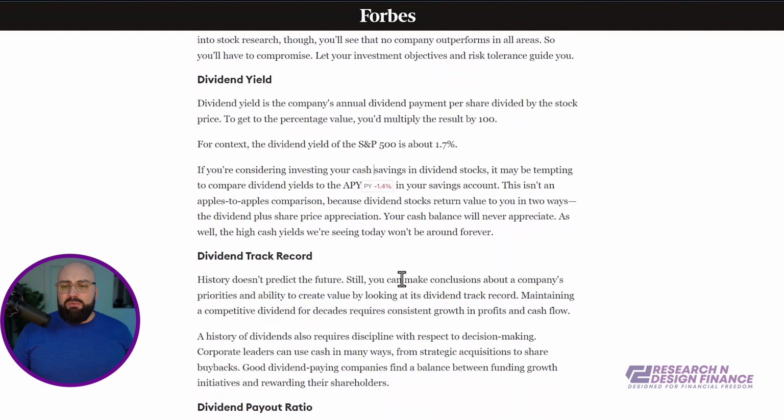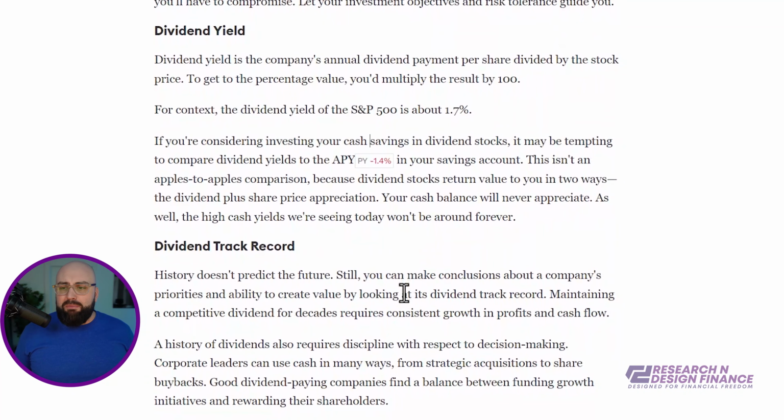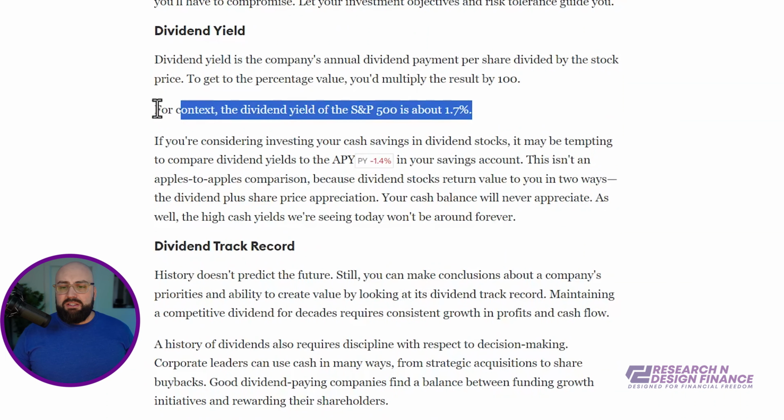So the dividend yield is nothing more than taking a company's dividend payment per share and dividing it by the stock price. In this case, the S&P 500 is about 1.7%. So for every $1,000, you'll make $17 in dividends. If you're considering investing in dividends, you'll want to continue to pay attention.